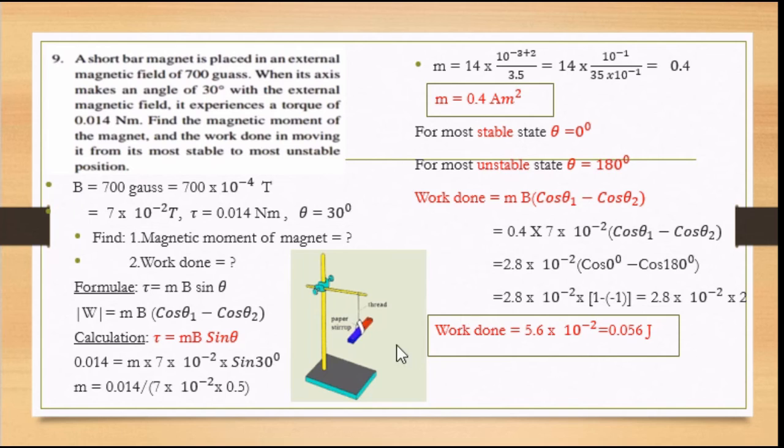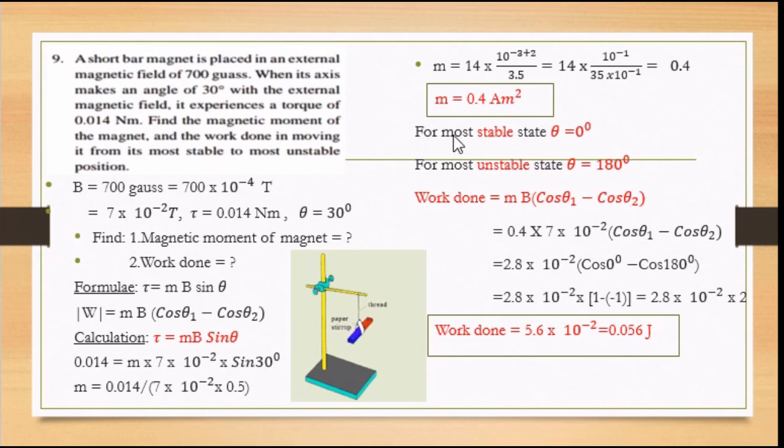Now the next part, the second one. They ask you the work done in moving it from most stable state to most unstable state. Whenever this bar magnet is moved from the most stable state to the most unstable state, it will rotate by an angle theta. So whenever it is moving from stable to unstable state, what is the work done? That is what we are going to find out here.